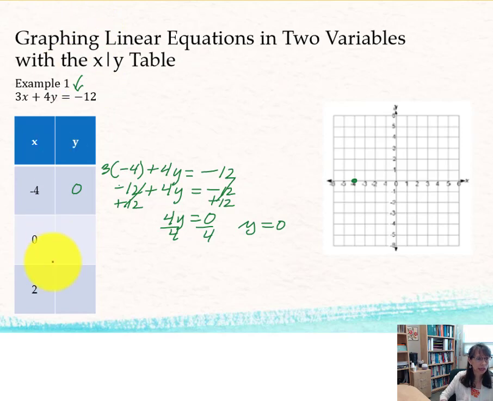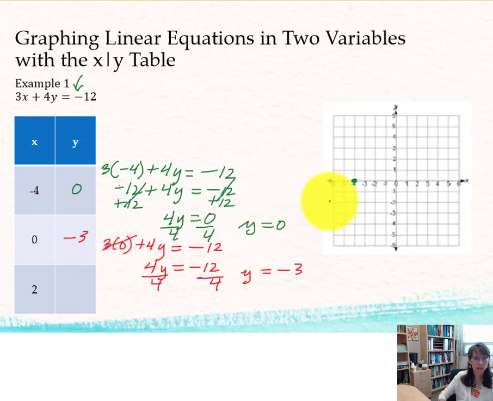So let's try the next x value of 0. 3 times 0 plus 4y equals negative 12. 3 times 0 would be eliminated, so 4y equals negative 12. When I divide by 4, I'm going to have a y value of negative 3. So the next ordered pair is 0, negative 3. So I do have two ordered pairs plotted.